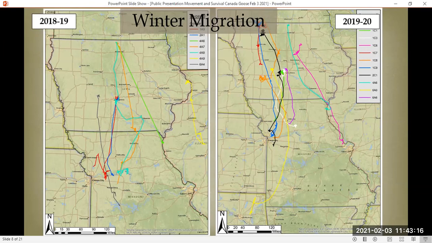When birds did move, we found they were most likely to go to northern Missouri, but we had one goose go as far as Oklahoma and other geese go as far as central and southern Illinois.